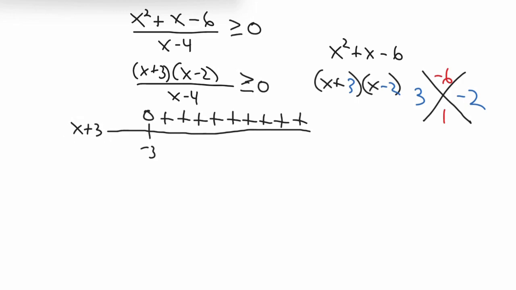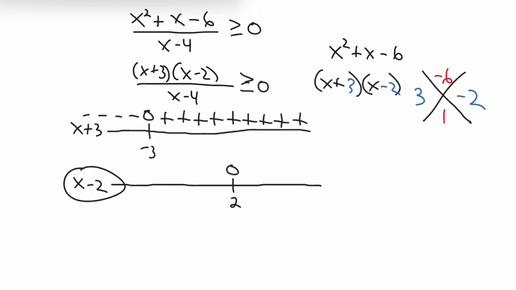So anything to the left of negative 3 is going to be negative. It just keeps going. All right, and then the next one we could do is x minus 2. If you set that equal to 0, you're going to find that at x equals 2, this is going to be 0. If you plug in values bigger than 2, like 3, 3 minus 2 is 1. 1 is positive. So numbers bigger than 2 are going to make this factor be positive.